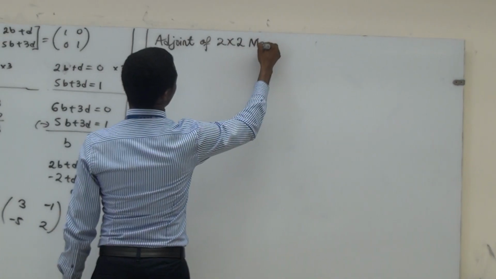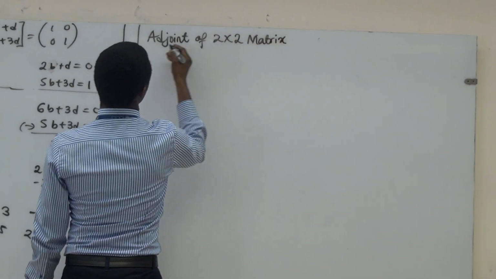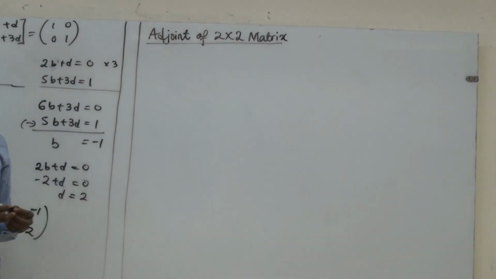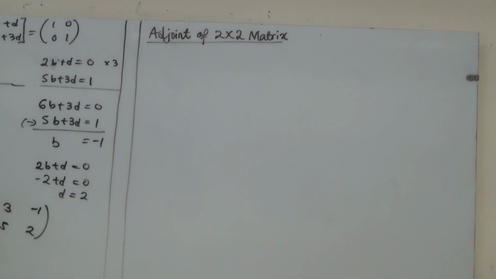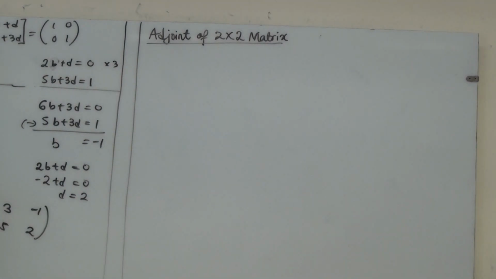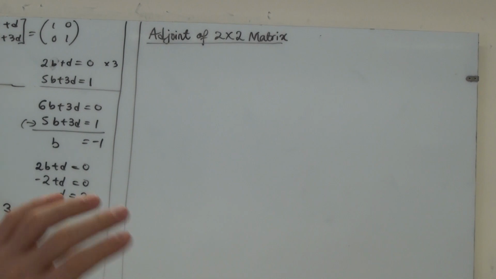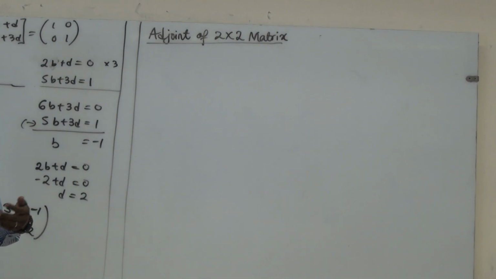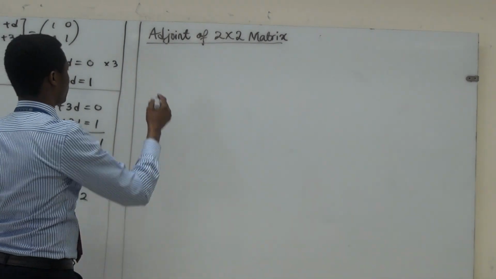We're making it simple for IGCSE. Adjoint is restricted to 2 by 2. You are so lucky. In higher level, you will be doing adjoint of 3 by 3 to find inverse. It's kind of interesting computation anyway.